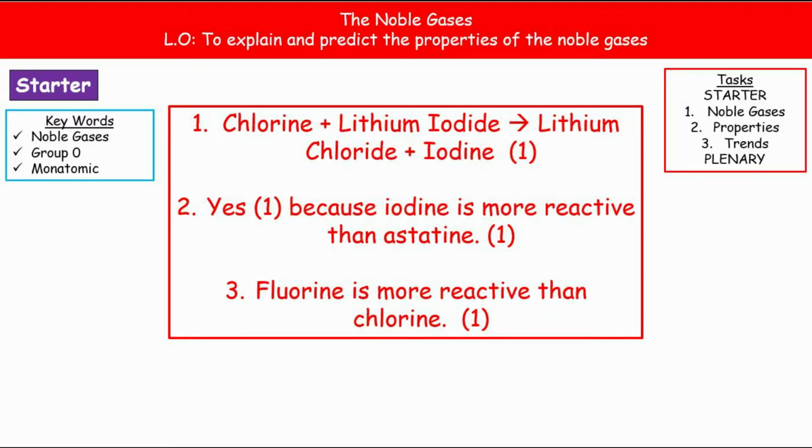For question 2, yes, we would expect a reaction for 1 mark, and the reason for that is because iodine is more reactive than astatine for our second mark. Then finally, we would expect to see a reaction with our fluorine because it's more reactive than chlorine. So add up your score and give yourself a mark out of 4.